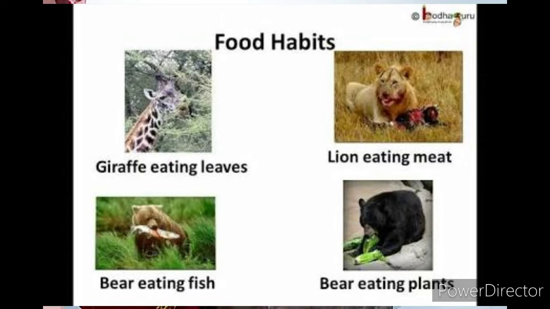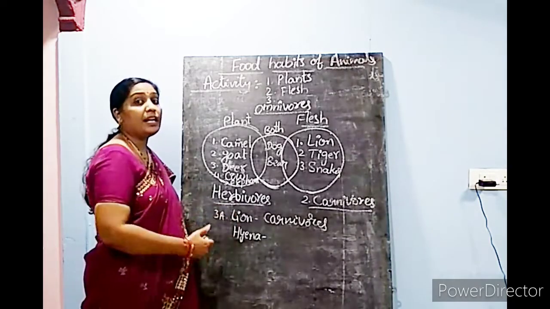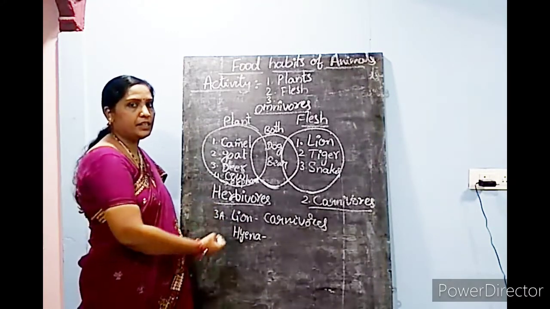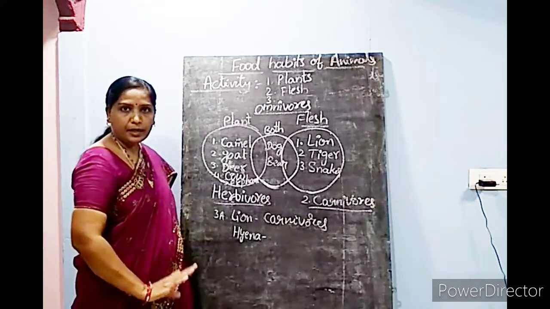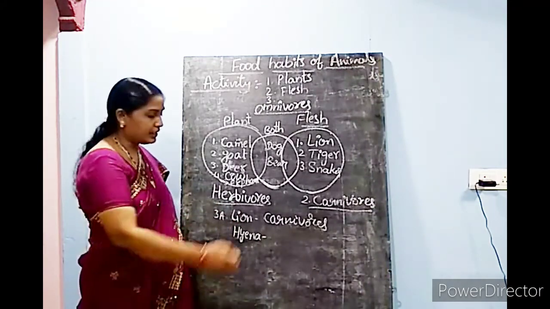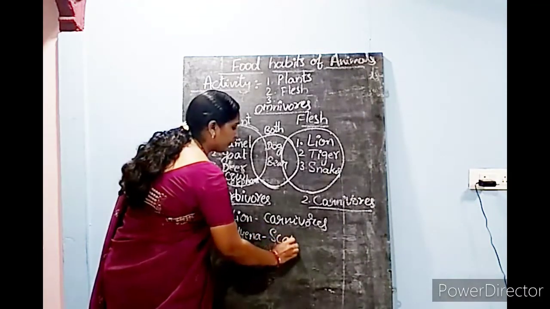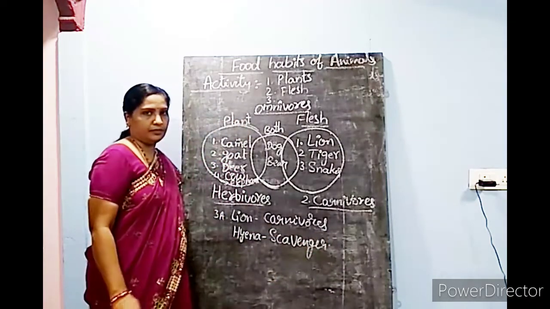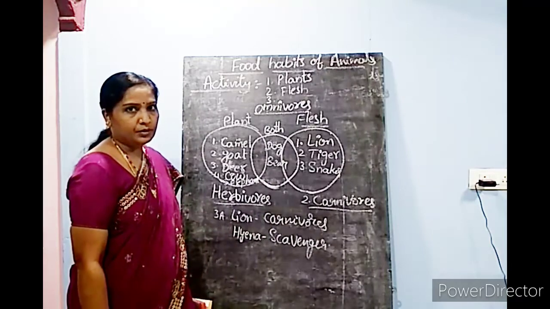The lion is also eating the flesh of other animals, but it will eat the live animal. It goes for hunting and it catches, then it will eat the live animals. Whereas hyena eats the dead bodies of other animals. That's why it is called a scavenger. Hyena is a scavenger. And lion is a carnivore.